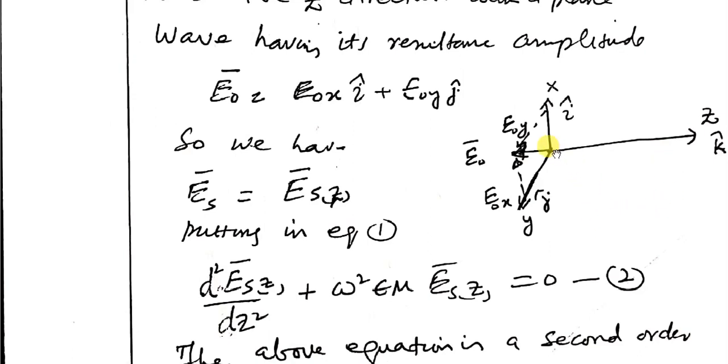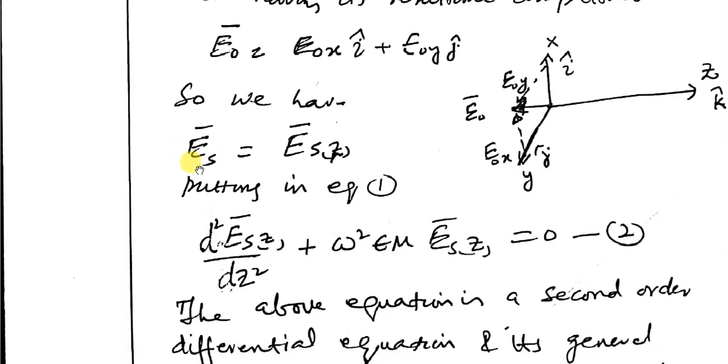Now we take E naught as the amplitude, the maximum value, and it has two components, E naught y and E naught x, and this wave is traveling along the z direction. So the E field vector has two components in this case. E of S, which is the space part, is moving along z.